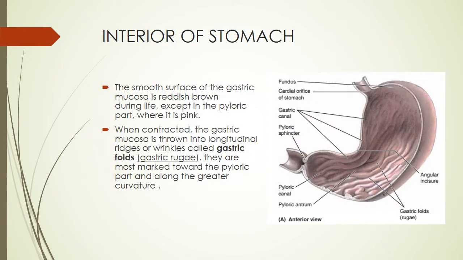After external features, now we will see the internal features of the stomach. The smooth surface of gastric mucosa is reddish brown during life, except in the pyloric part where it is pink. When the stomach is empty, the mucosa is thrown into folds. These folds are called gastric folds or gastric rugae. They are most marked toward the pyloric part and along the greater curvature of the stomach.